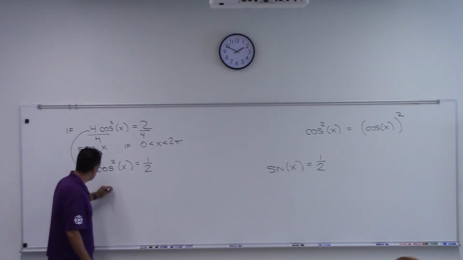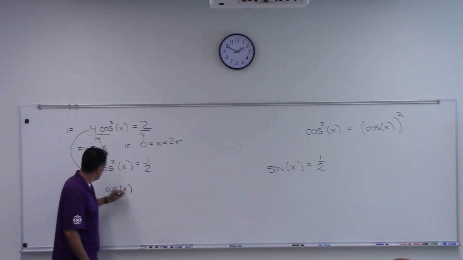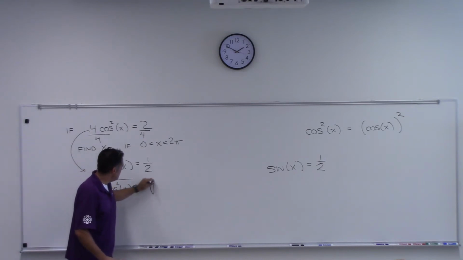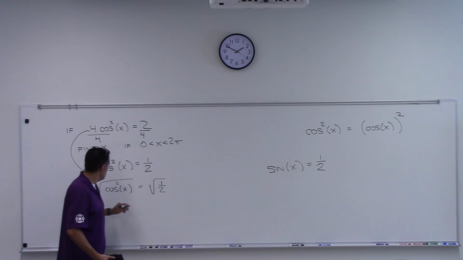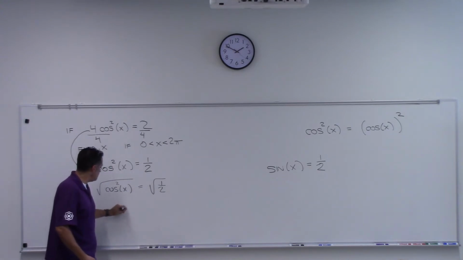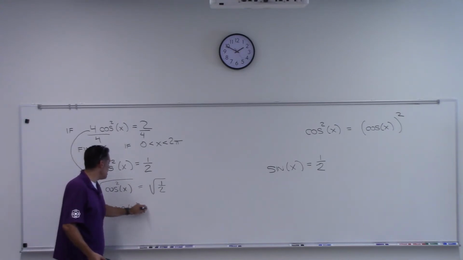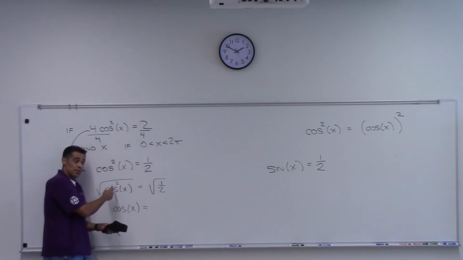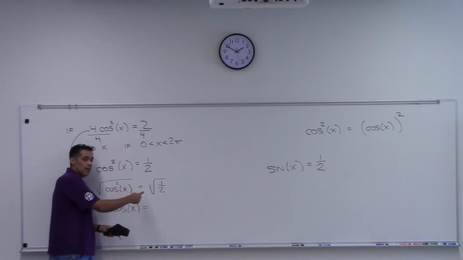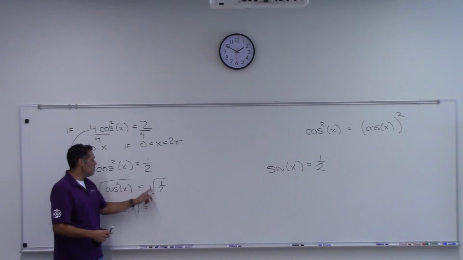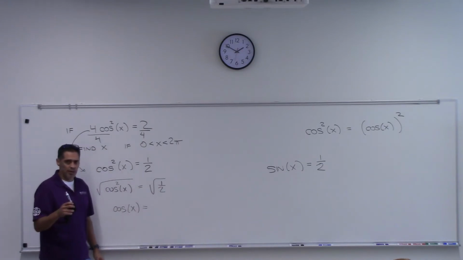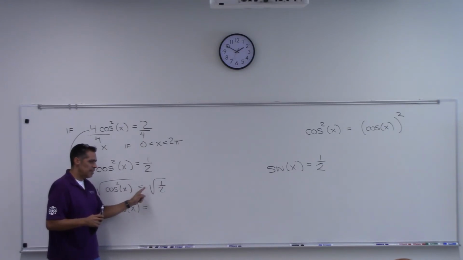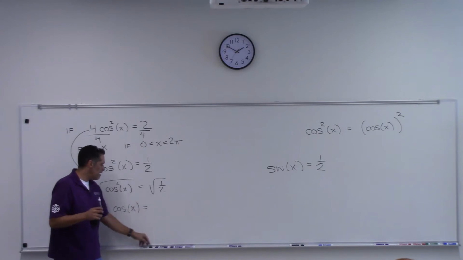If I take the square root of the left side, and I take the square root of the right side, on the left side you just get cosine x, which was the whole reason I took the square root, right? To kill off the squared. On the right, though, I took the square root of a half. A very important part here, I'm missing something. What am I missing? Plus or minus.